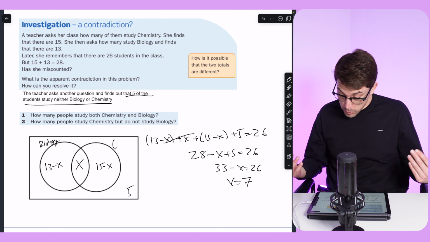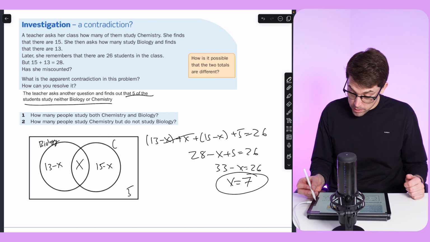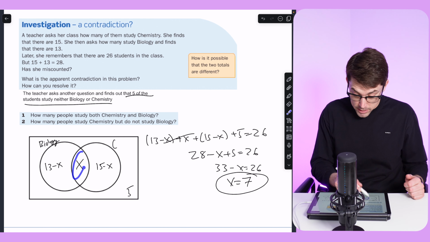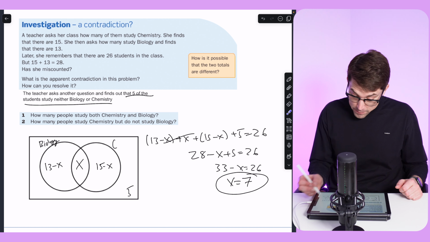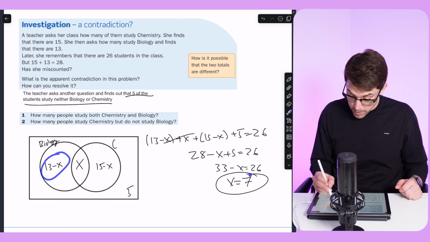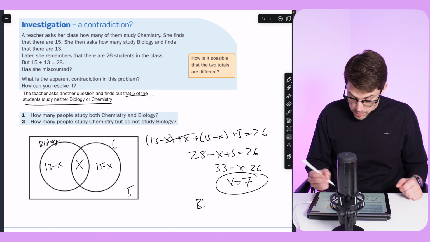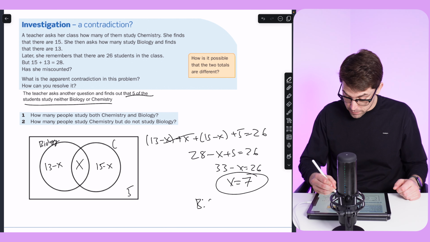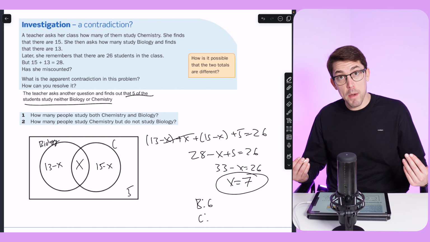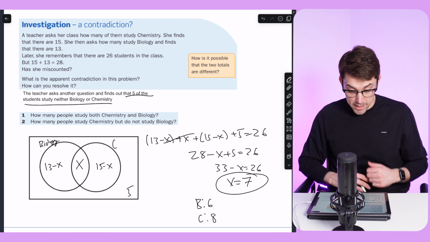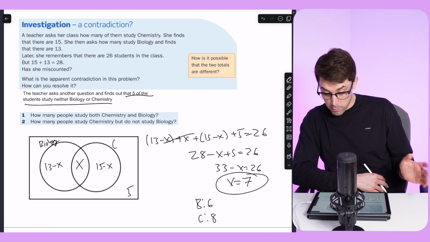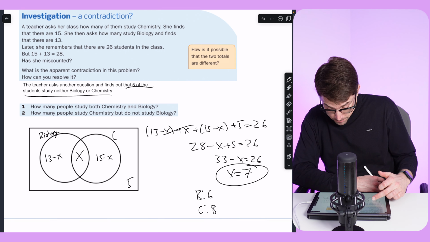So how many people study both biology and chemistry? Well, that's going to be my middle one, 7 for my Venn diagram, as people study both. Now, if I have 13 minus x for biology, that means I would have 13 minus 7, so biology would be 13 minus 7. That's going to give me a grand total of 6. For chemistry, I have 15 minus 7. It's going to give me a grand total of 8. So that's how many kids would be in those categories.